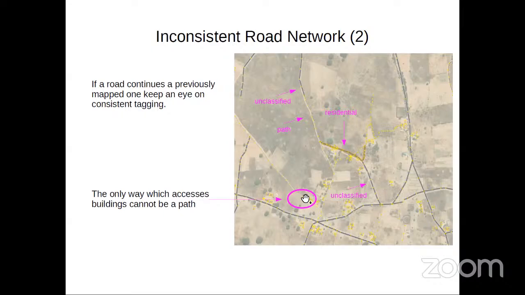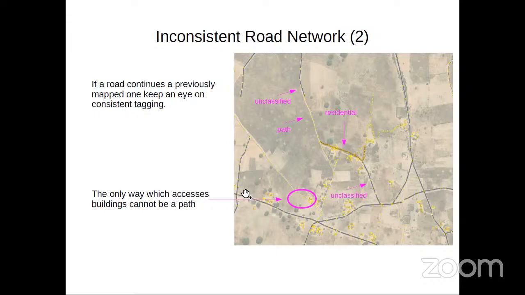Here is another path, but by definition, it accesses a residential area here, buildings, so this cannot be a path. Depending on its importance, keep it as an unclassified highway. If it comes from further up there, make it residential, make it at least a service way, but a path is not something you can drive along, and it's only something which typically accesses wood, grassland, or fields, but not a residential settlement.